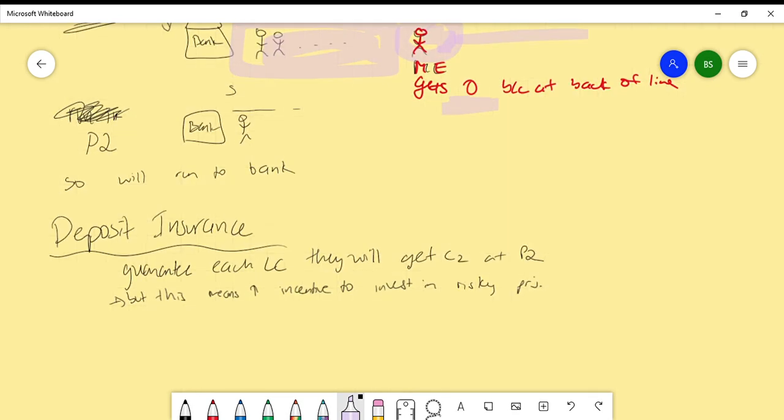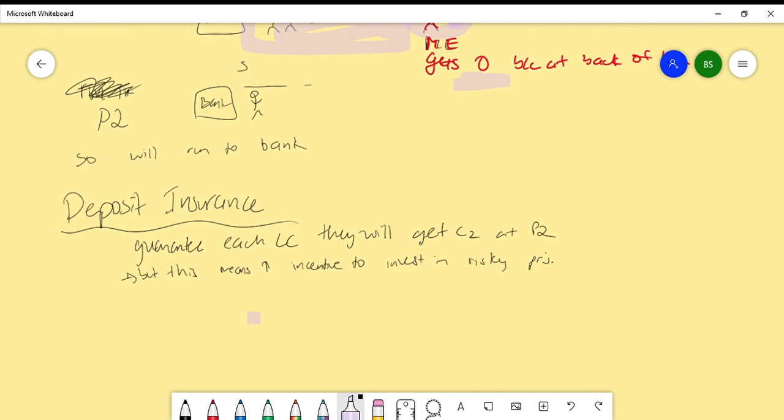So now you might be like, how do you prevent this bad equilibrium? The bad equilibrium depends on what people think of the world. One option is having deposit insurance. This is a guarantee to each late consumer that they will get their C2 in period 2, and this way they won't have to worry about going in period 1, and they'll all just go in period 2. But for some reason, this also means that it'll increase the incentive to invest in risky projects. I'm not really sure what that means.